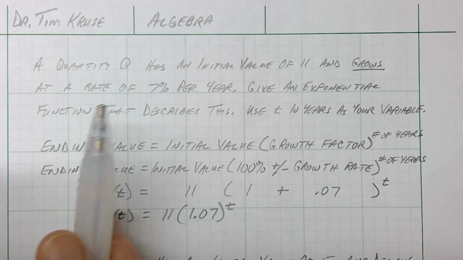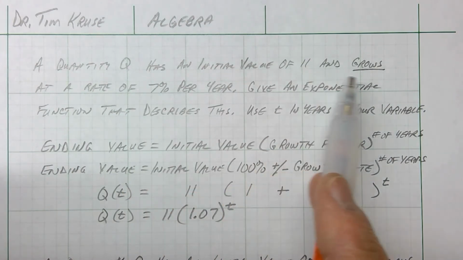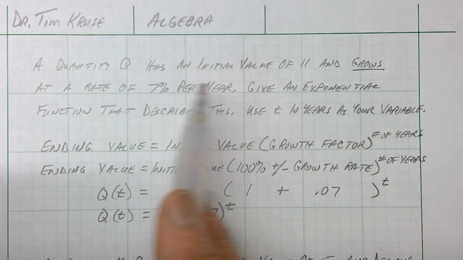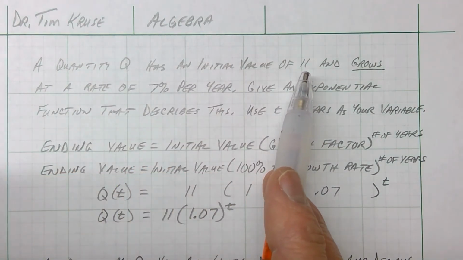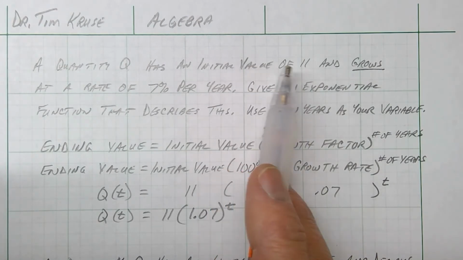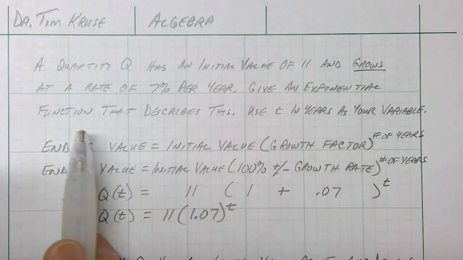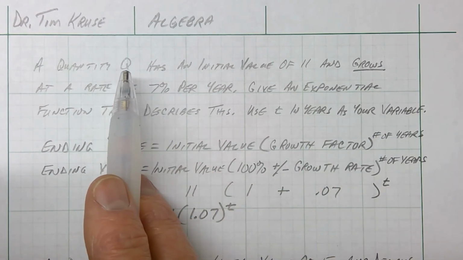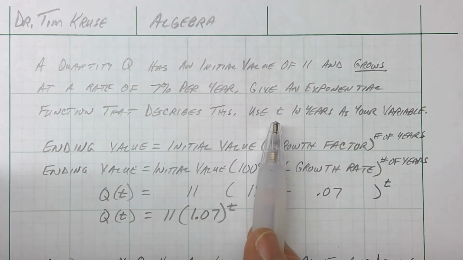All right, so let's try a word problem with that outlook. A quantity Q has an initial value of 11 and grows. I underline grow. That means we're going to multiply by something bigger than 1, and grows at a rate of 7% per year. So you have some kind of investment. Maybe you invested 11 something, $11,000, $11 million, whatever you got. We're going to call it 11. So you invested 11 and it's growing at a rate of 7% per year. That's great. Give an exponential function that describes this. Use t in years as your variable. So it's going to be how much do you have after a certain amount of time goes by. So it's going to be Q of t.